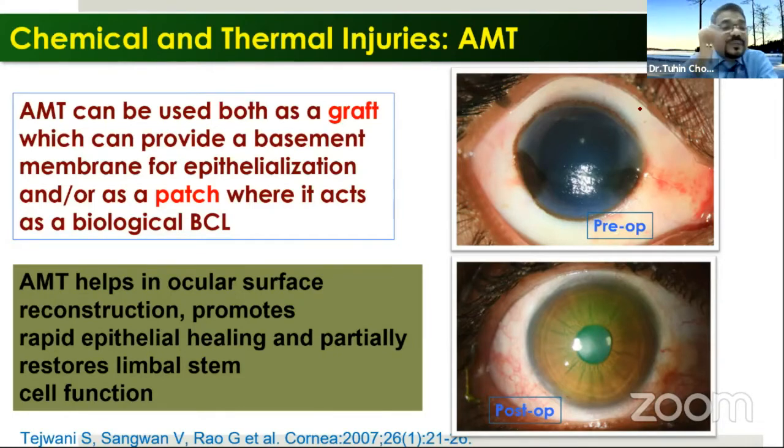Amniotic membrane transplantation can be used both as a graft, which can provide a basement membrane for epithelialization, or as a patch, where it acts as a biological bandage contact lens. It helps in ocular surface reconstruction, promotes rapid epithelial healing, and partly restores limbal stem cell function.